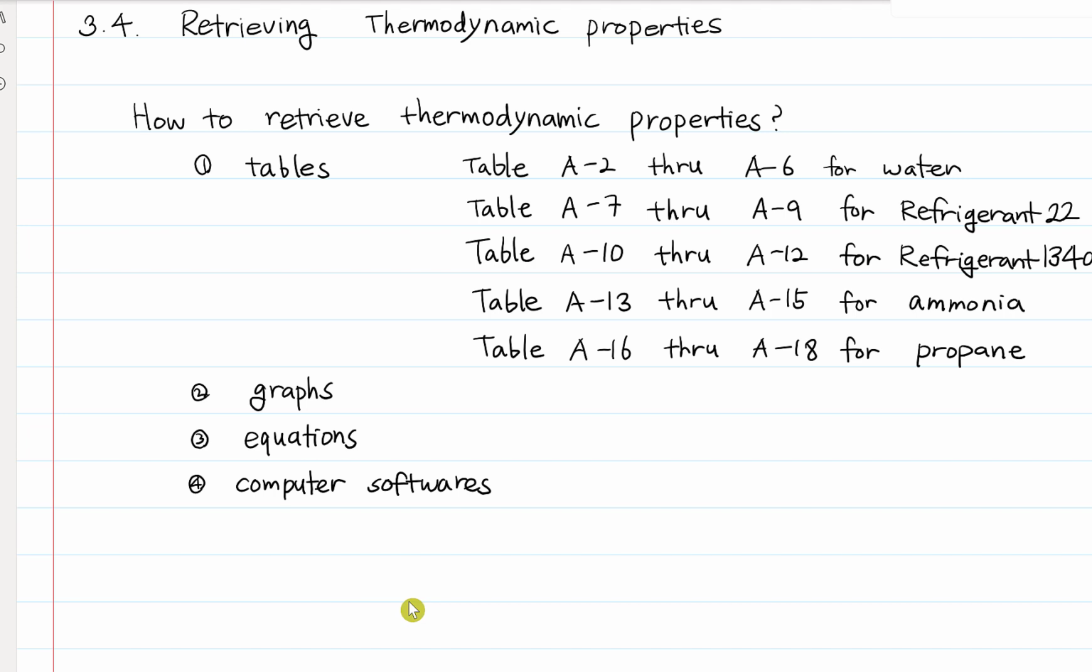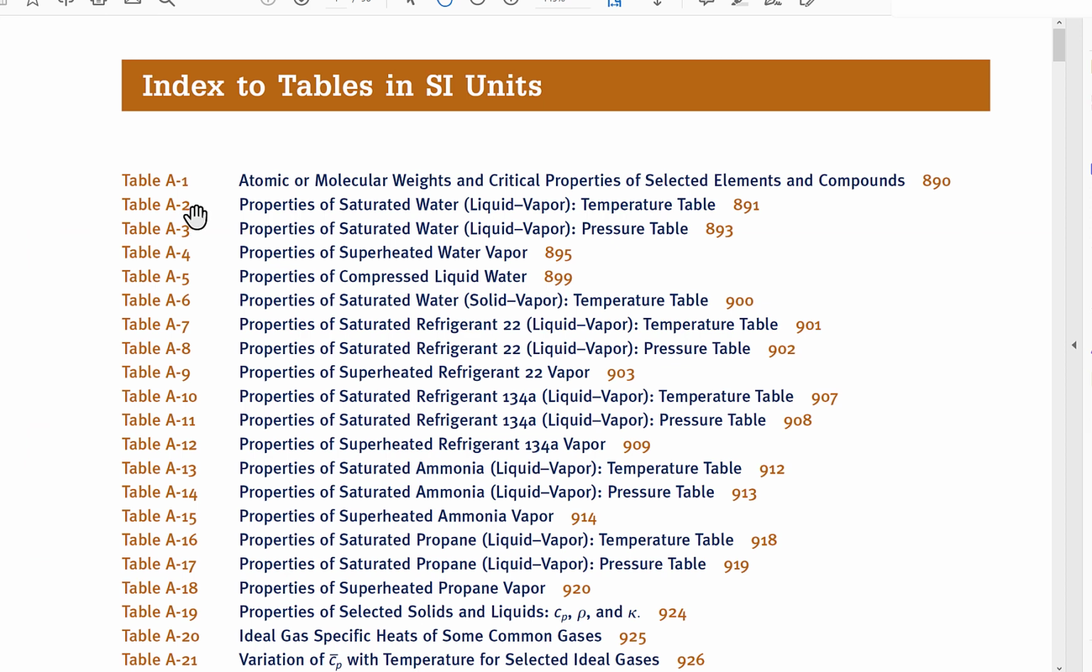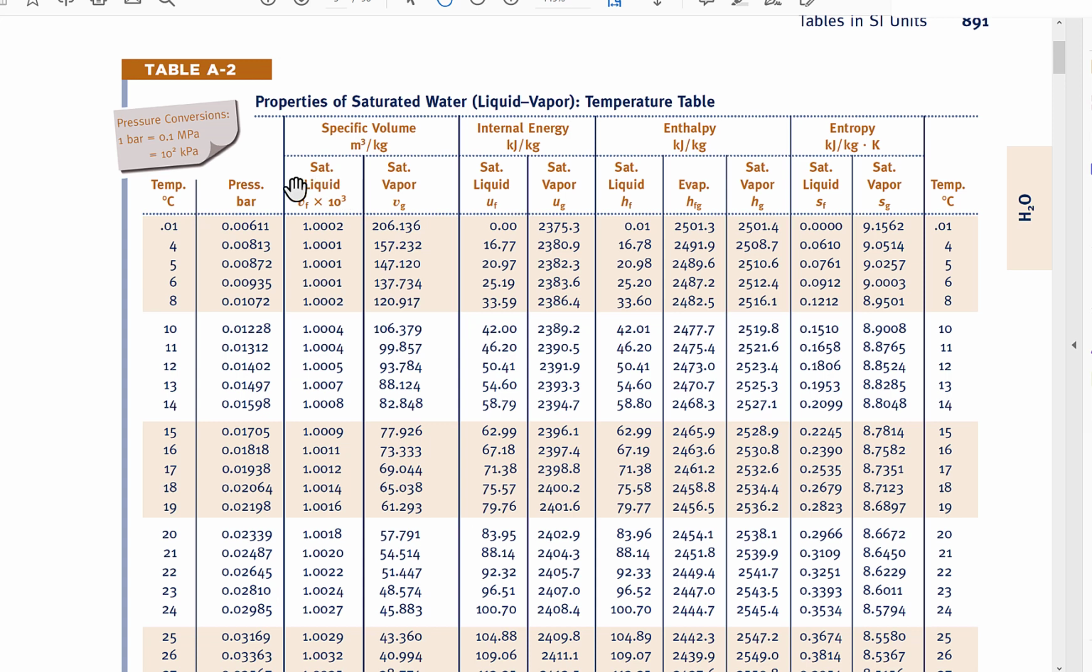So if you look at the back of your textbook, you will find many tables. From table 8.2 to table 8.20, there are separate property tables for different substances: water, refrigerant 22, refrigerant 134A, ammonia, propane. Additionally, there are separate property tables for different phases: saturated water, superheated water vapor, compressed liquid water, saturated refrigerant, superheated refrigerant, saturated propane, and superheated propane. So we'll learn how to find the tables and read the tables.